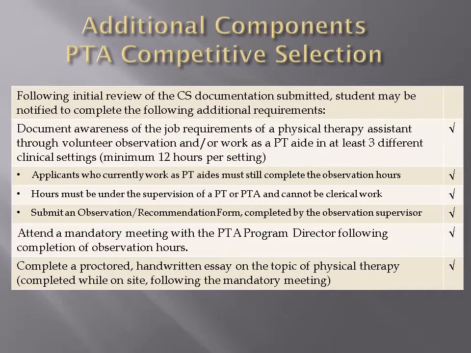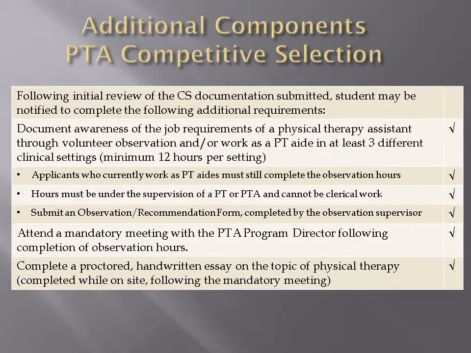Additional components, PTA competitive selection. Following initial review of the CS documentation submitted, student may be notified to complete the following additional requirements. Document awareness of the job requirements of a physical therapy assistant through volunteer observation and/or work as a PT aide in at least 3 different clinical settings, with a minimum of 12 hours per setting.